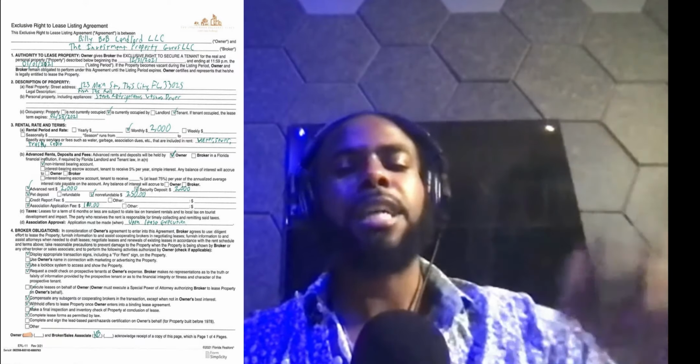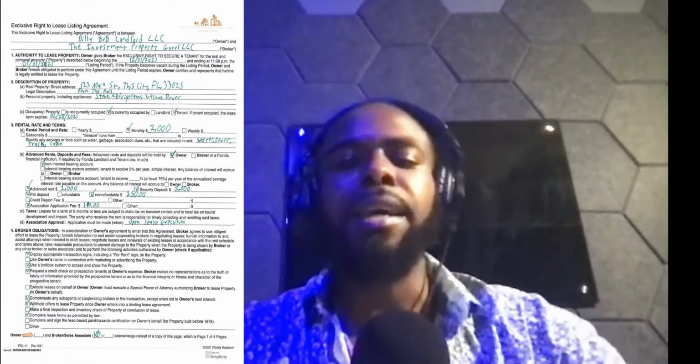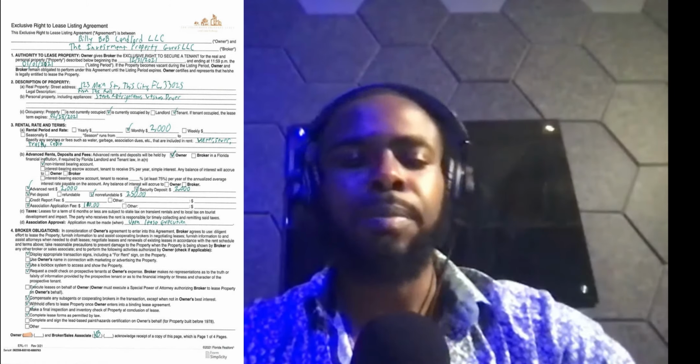As far as the rental rate and terms, this is when you guys agree. So here's how much we're going to list it for rent. You're not required to rent it at 2,000. If you get an offer for 1,800 or 1,900 and they take it, great, you've done your job. This is just where you guys are clear: here is our starting price we're going to ask for.